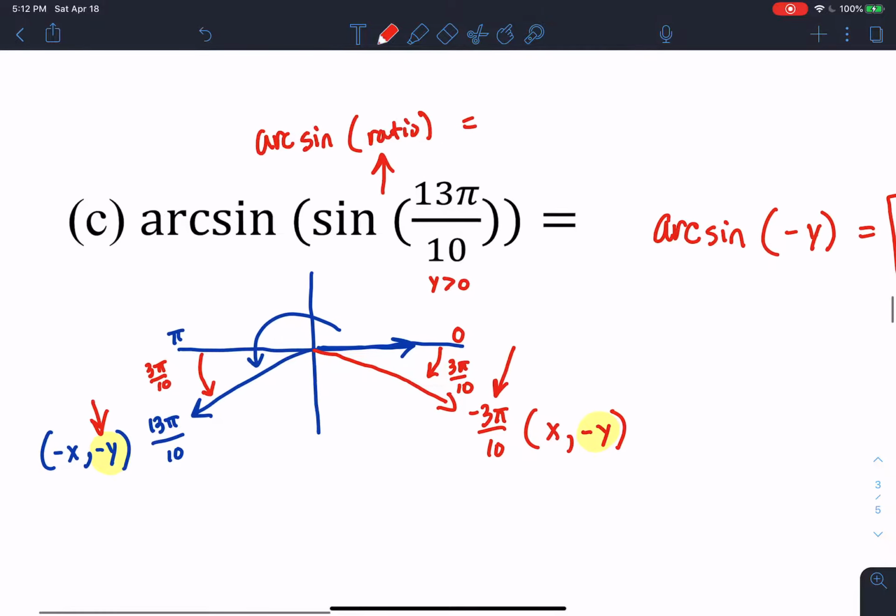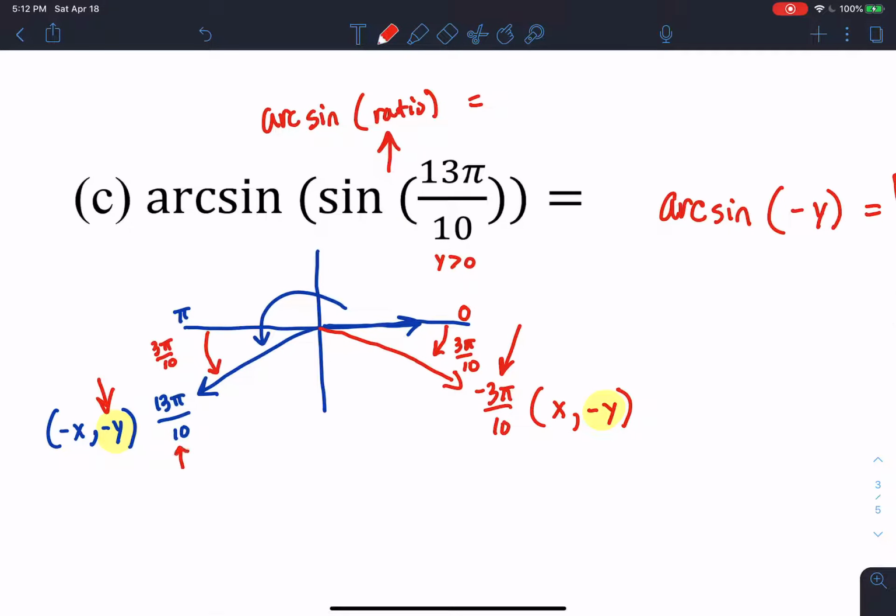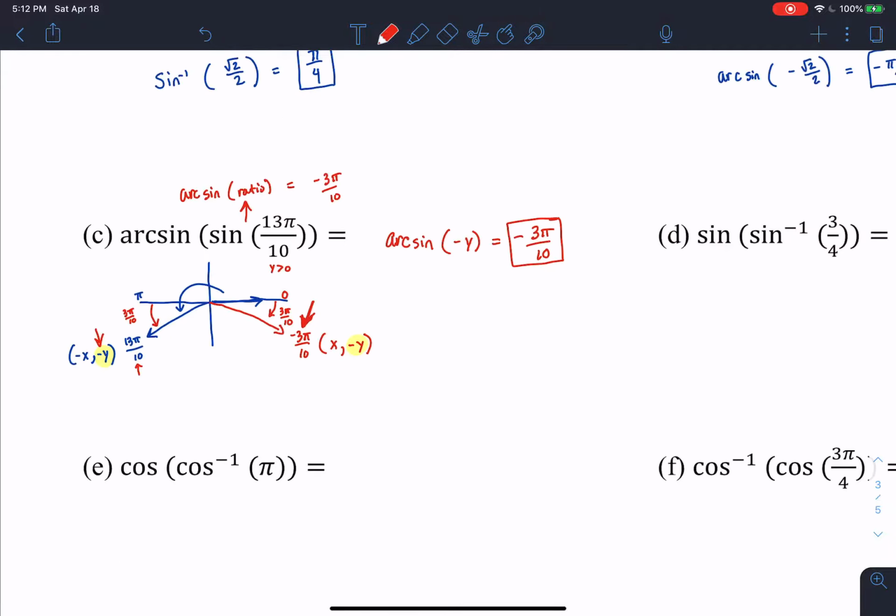Where else does that occur? We already know that it occurs at 13 pi over 10, but now we also know that it occurs at negative 3 pi over 10. So that's how you're getting your answer. You're changing it to a place that you can use.